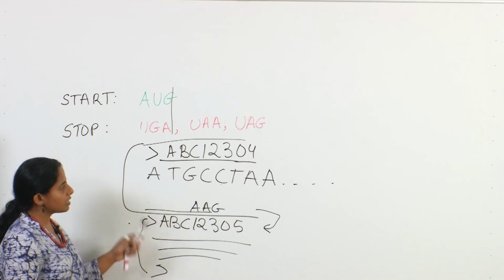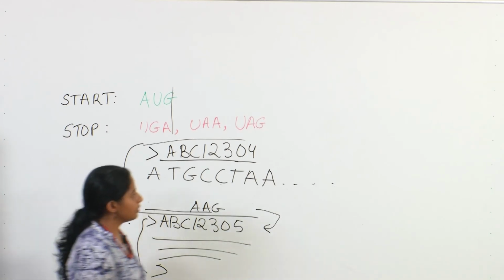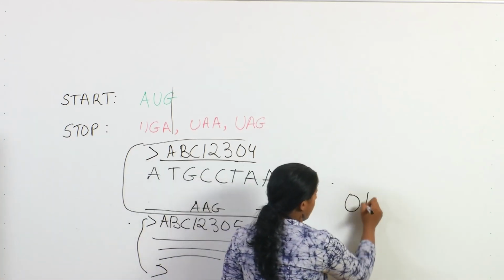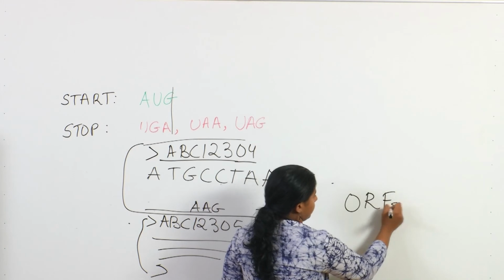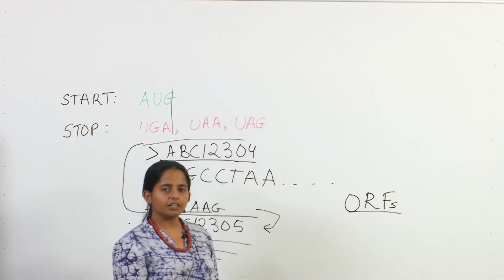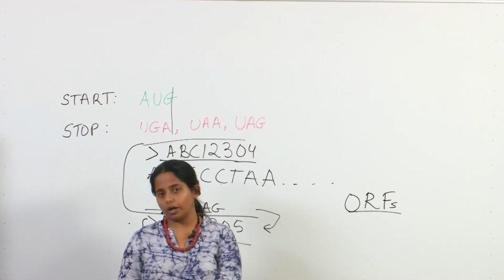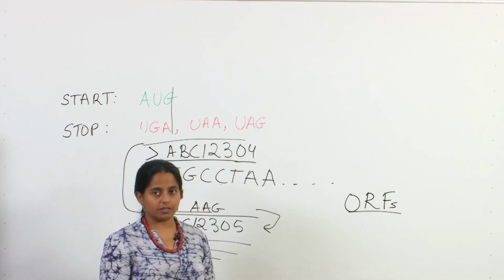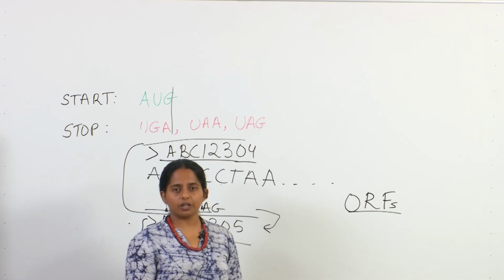Now once the computer gets a FASTA file, it needs to identify what are called ORFs, open reading frames. Once it has identified open reading frames, only then can it go ahead and try to make sense out of the sequence. Now how does it identify open reading frames? Let's take a look.